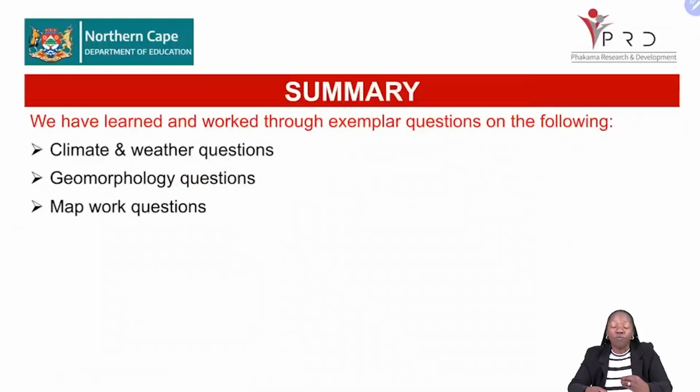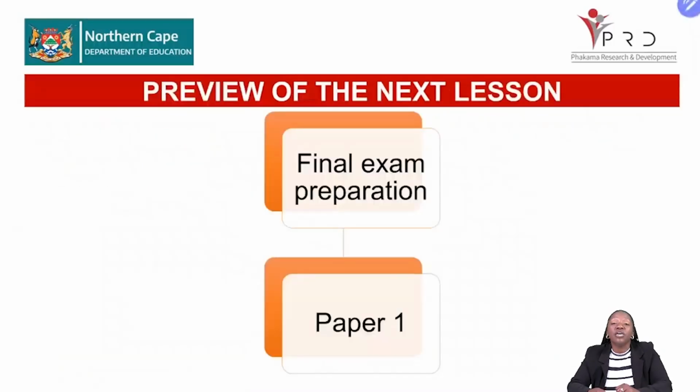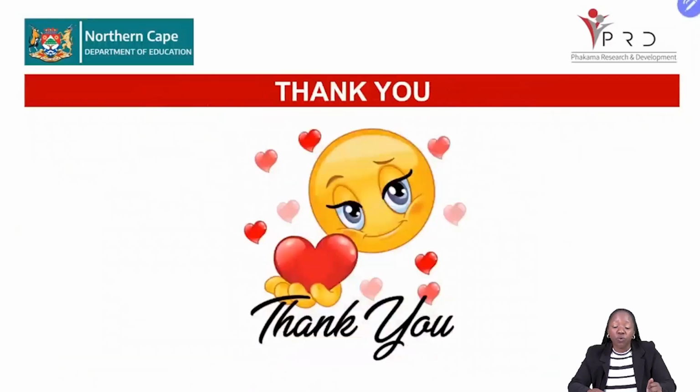In summarizing what we have learned so far, we have looked into the topic based on climate and weather, we have looked into the questions based on geomorphology, and lastly, we have looked into the questions based on map work. To give you a preview of our next lesson, we will still be preparing for our paper 1, which is the final revision. So it will still be based on your paper 1. We're going to attack different topics from what we did today. So we have come to an end of our lesson today. Hopefully you have enjoyed the lesson, but most of all, I hope you have learned. Thank you, and stay tuned for the next lesson.